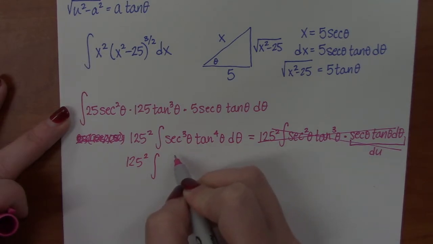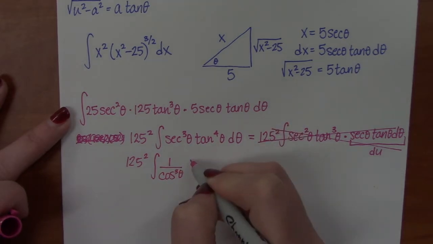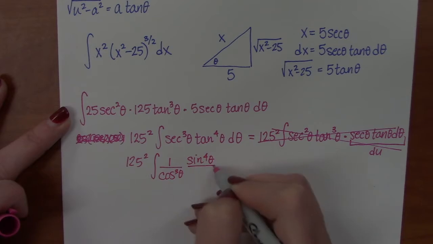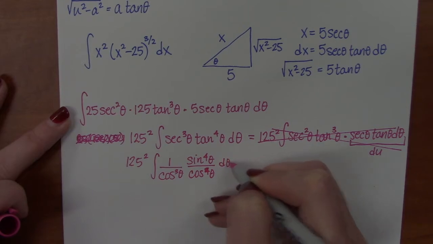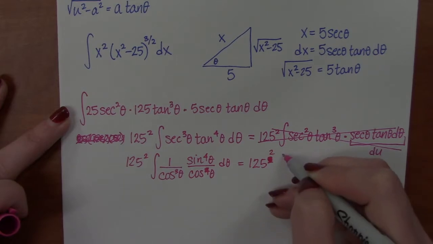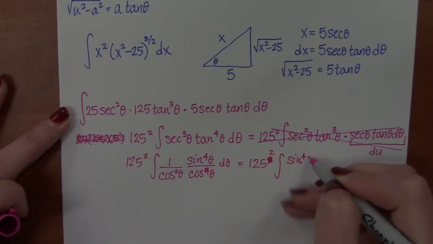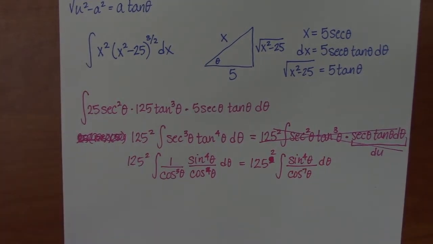So I get secant is 1 over cosine cubed theta. Tangent is sine to the 4th over cosine to the 4th d theta. Now when I simplify, it's not 125 degrees, it's 125 squared. I have sine to the 4th theta over cosine to the 7th theta d theta. So I have an odd number of cosines, but it's in the denominator. So this one's going to require like 2 different trig substitutions.